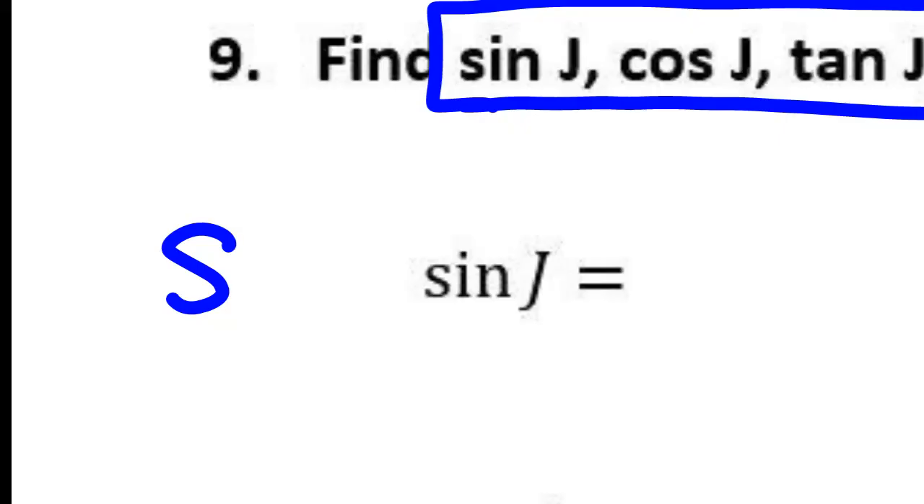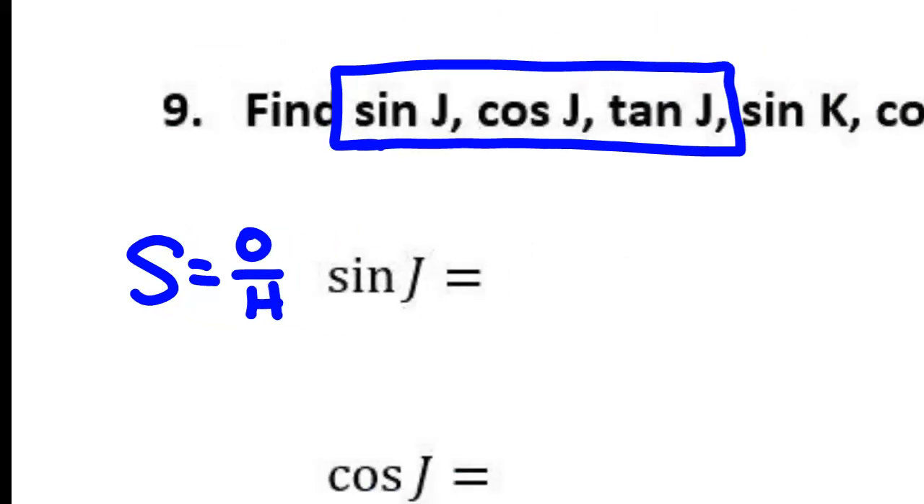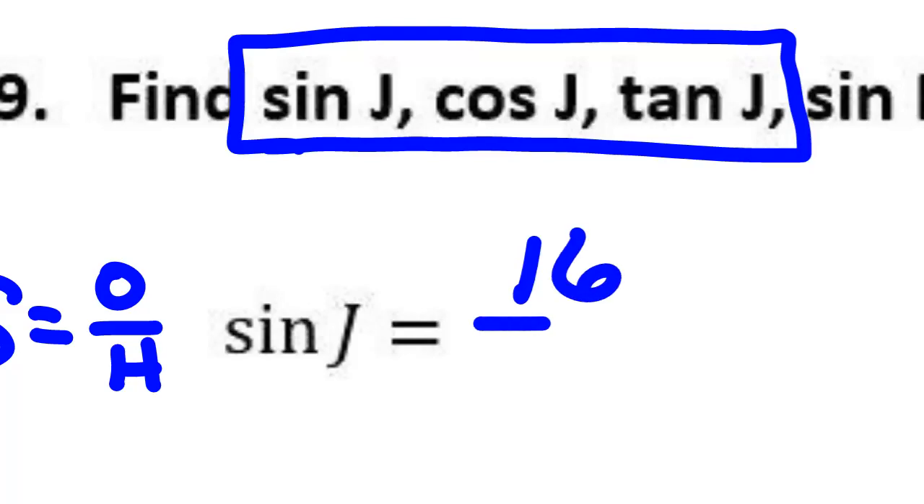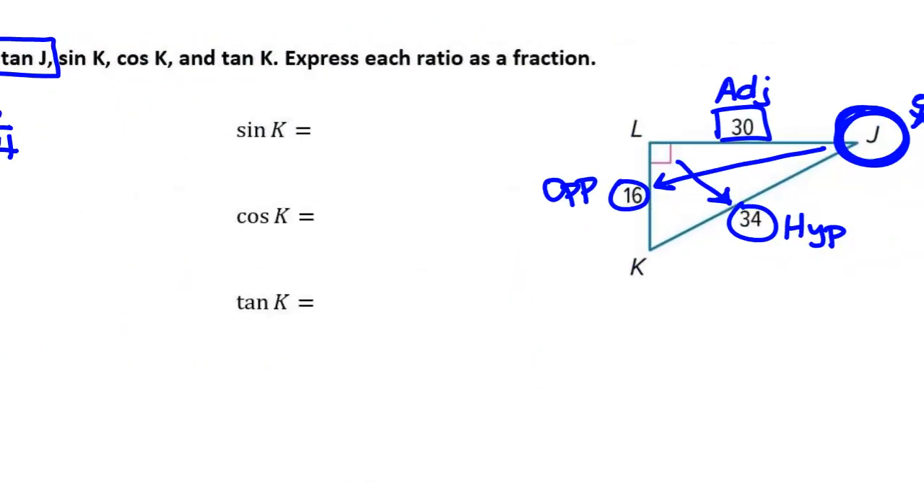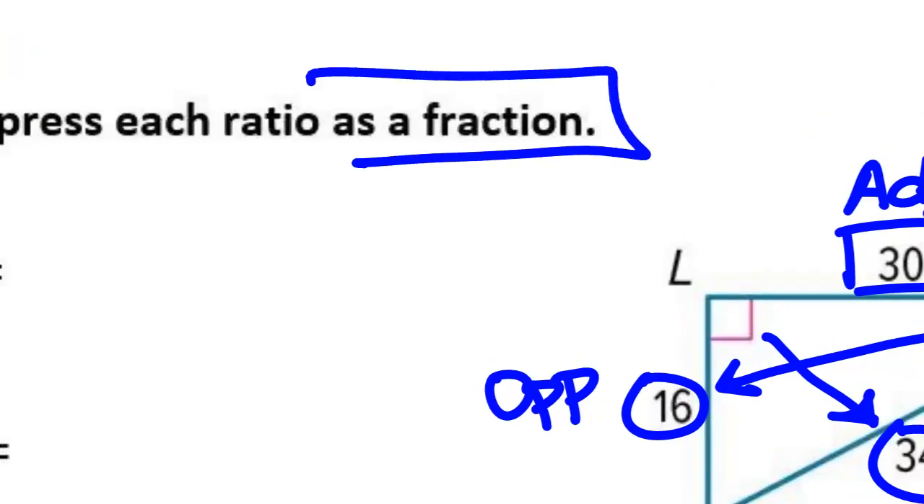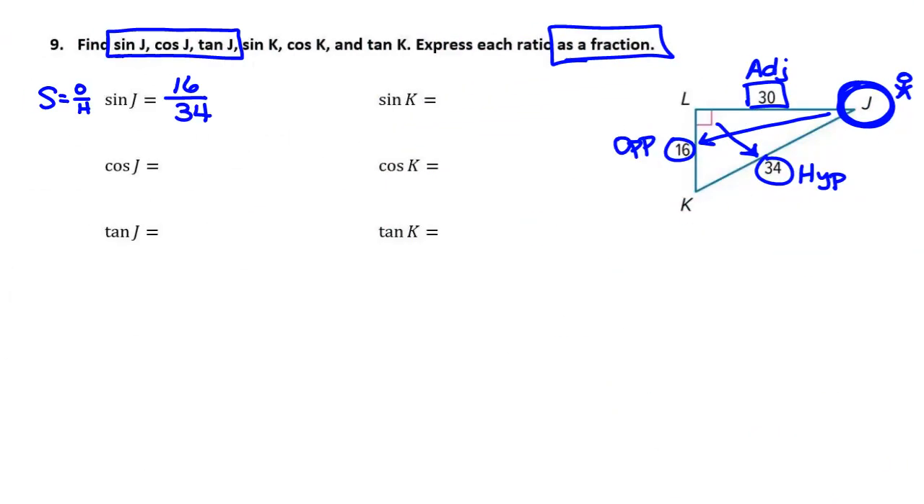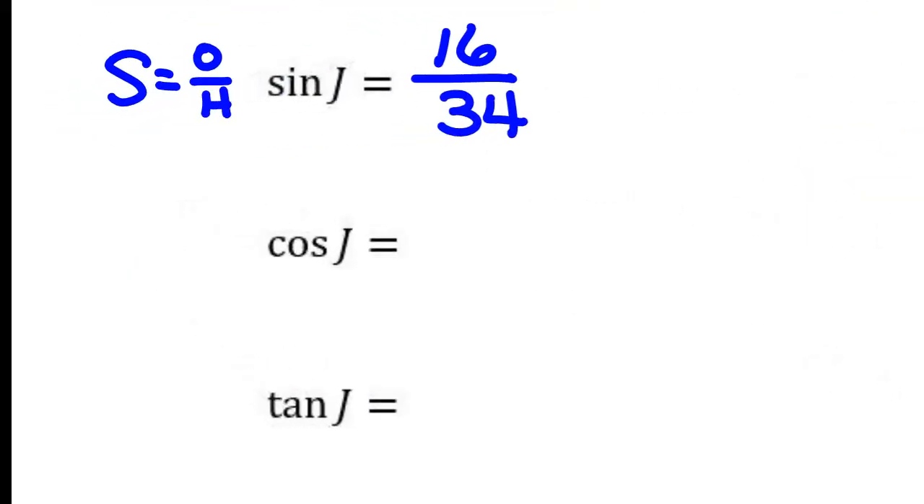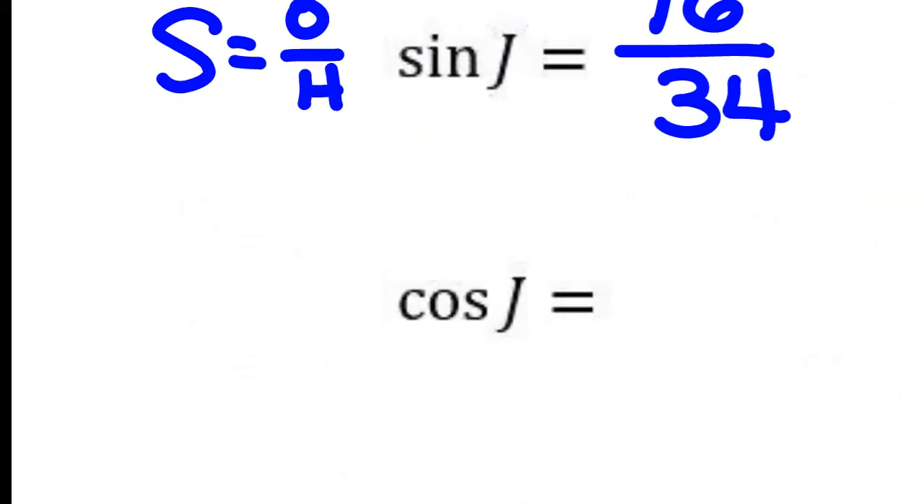Sine, so S equals O over H. The opposite side is 16. The hypotenuse is 34. So 16 over 34. And we are leaving this just as a fraction. You don't need to do anything else to it. We're not finding the size of the angle. We're not even reducing the fraction down. We're just writing down what that ratio would be.